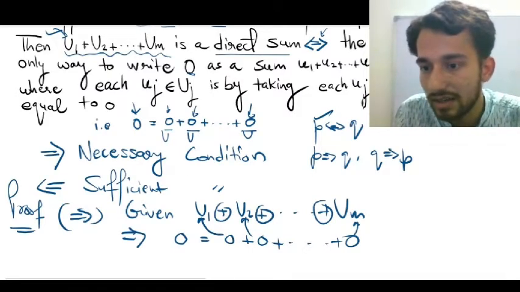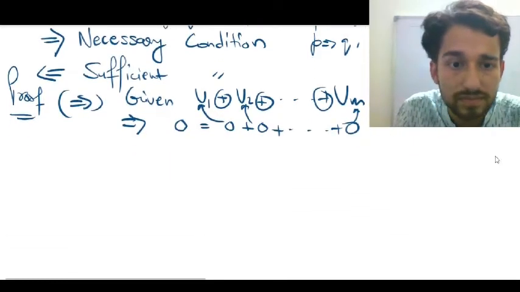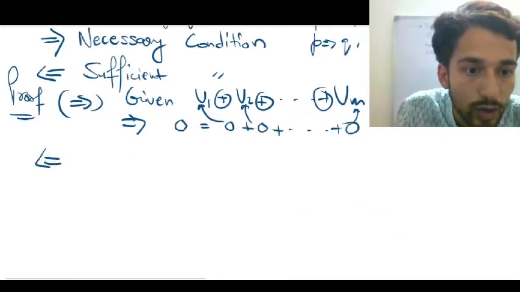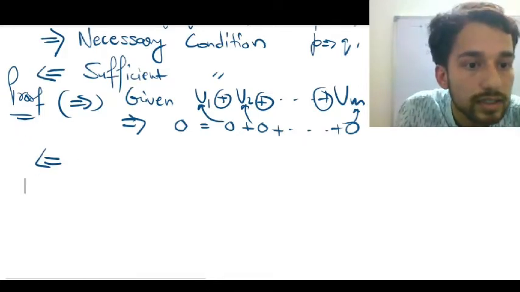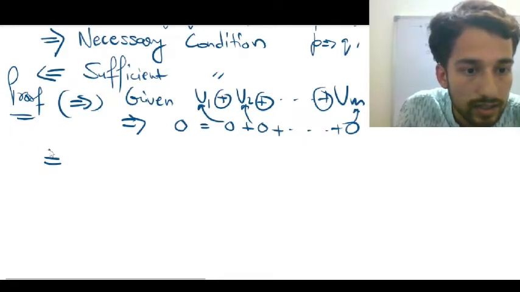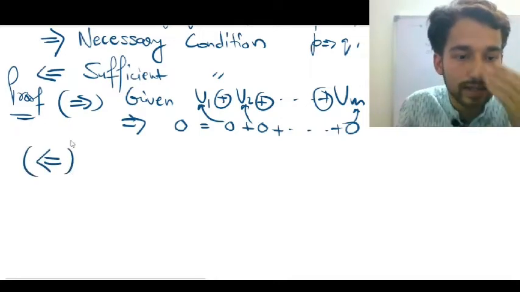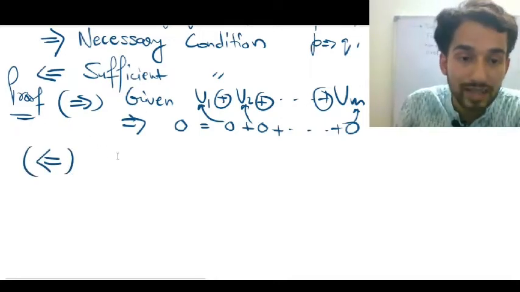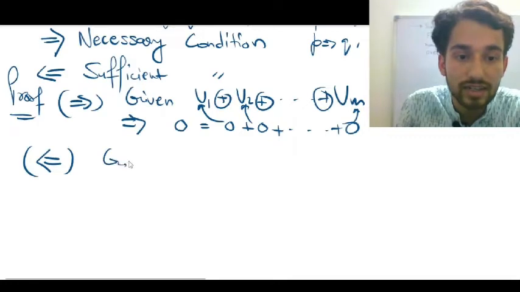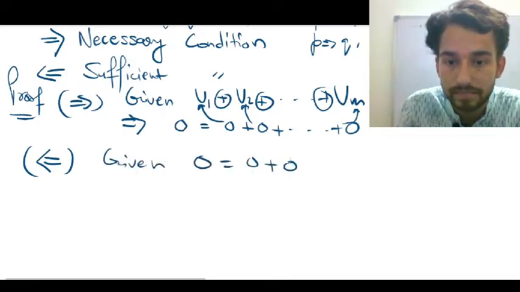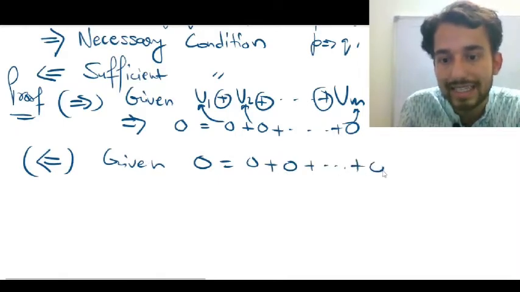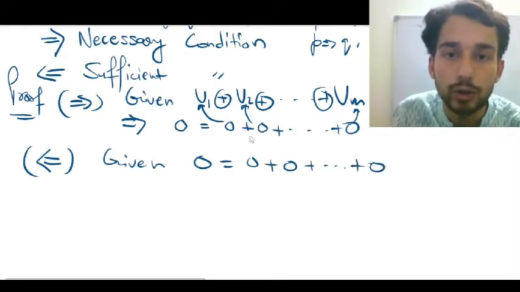Now let's try to prove the other way around. That is, now I assume the sufficient condition: I'm given that the only way to write my zero vector is the trivial way. Here, of course, again, these zeros are coming from u1, u2 till um respectively.